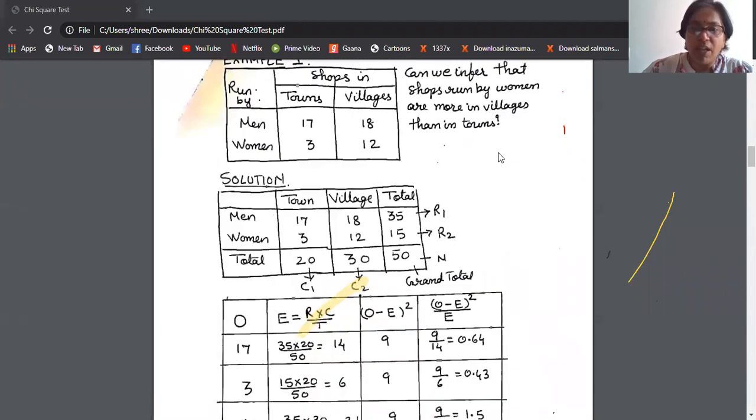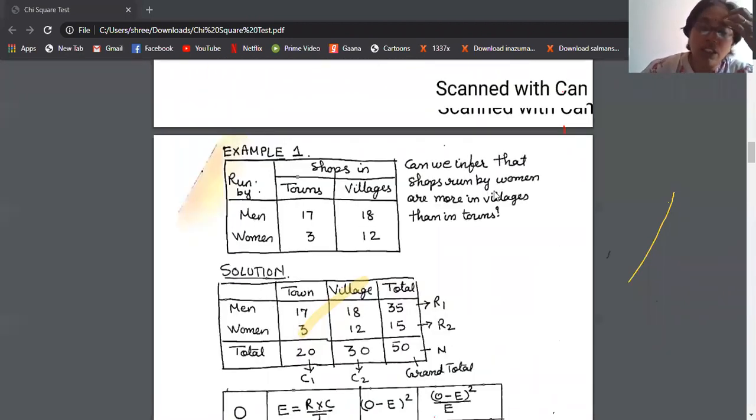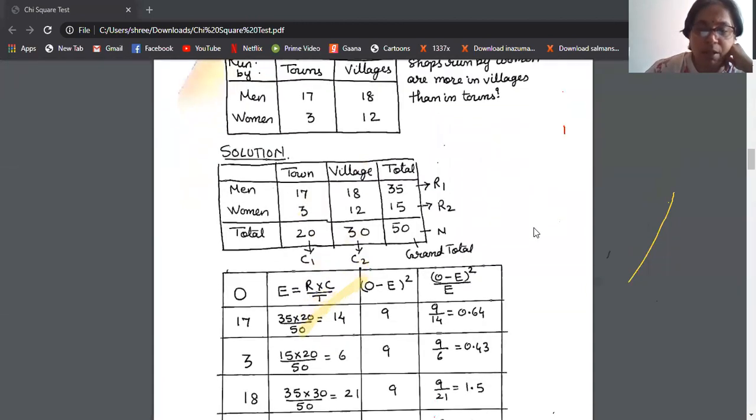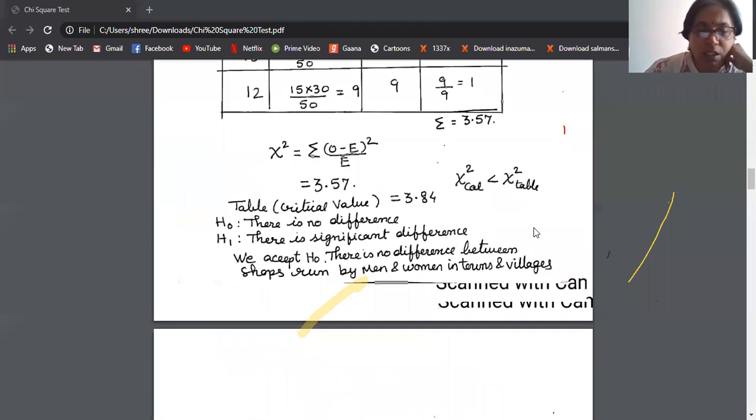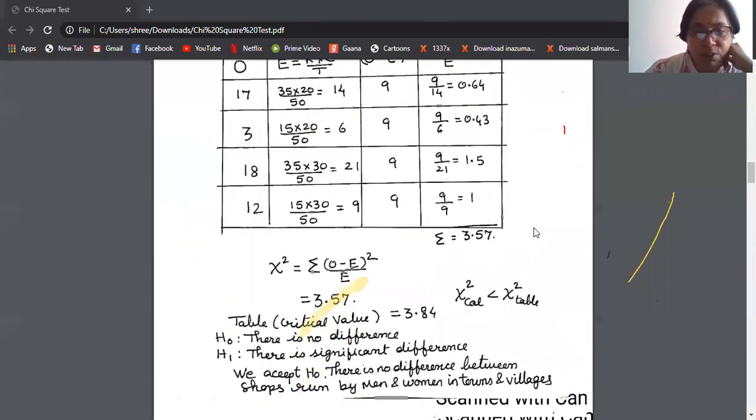So I'll repeat the question. They have found out how many people are running the shops in towns as well as villages, whether the shops are run by men or women. Now we have to check whether the shops run by women are more in villages than in towns, or in short, is there any difference between the shops run by men or women in villages and towns? So now we have to set up a null hypothesis here.